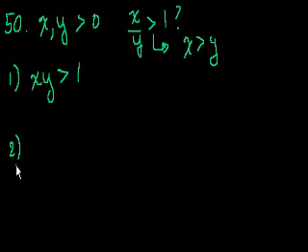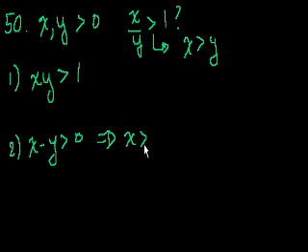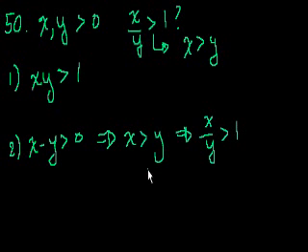Statement number 2 is x minus y is greater than 0. Well, if I add y to both sides of this inequality, what do I get? I get x is greater than y. So this proves exactly what I need to prove. And if you want to go all the way to what originally they asked, divide both sides by y, and we don't have to change the sign because y is positive. You get x divided by y is greater than 1, which is exactly what we needed to prove. So statement 2 alone is sufficient.